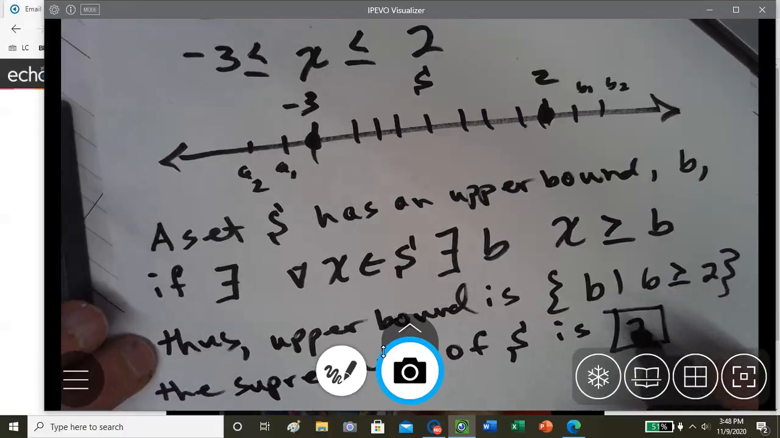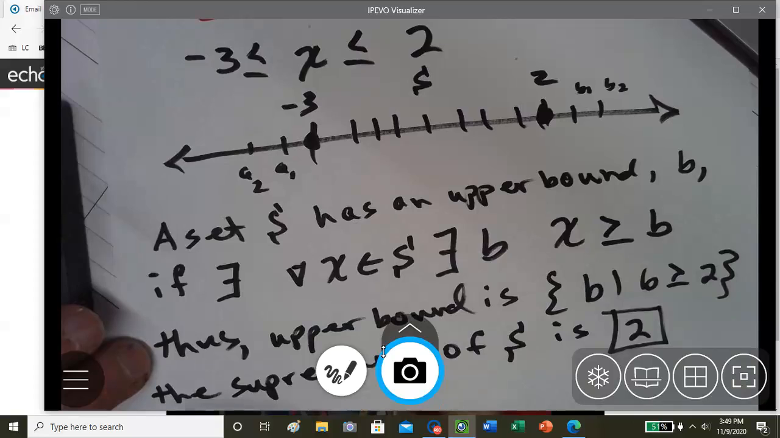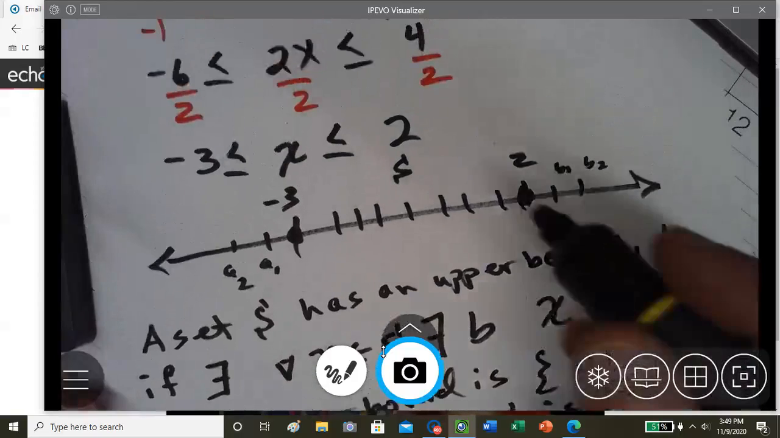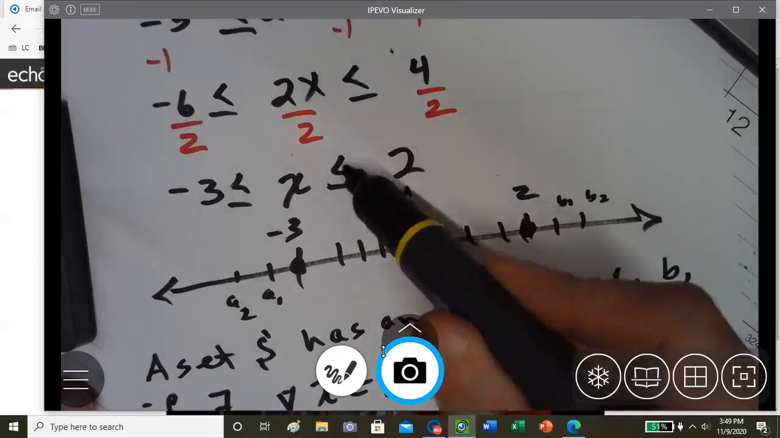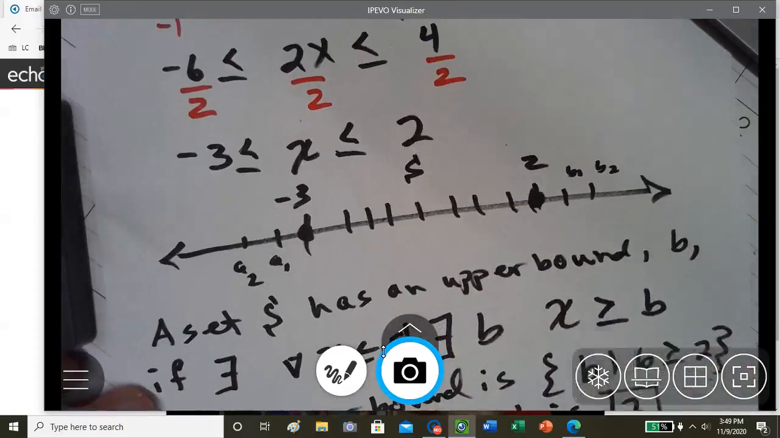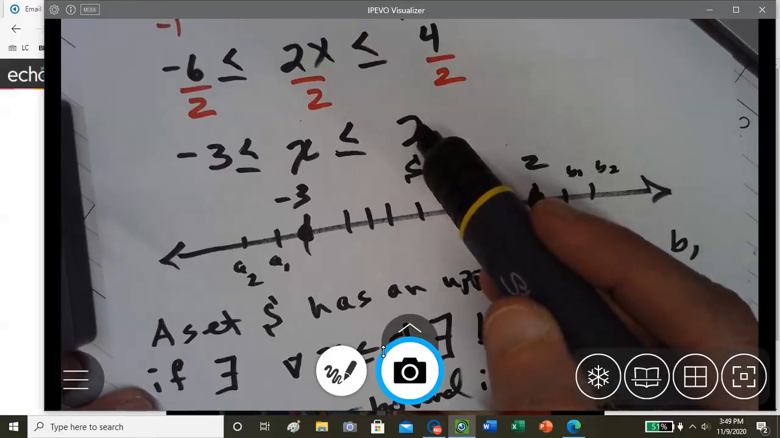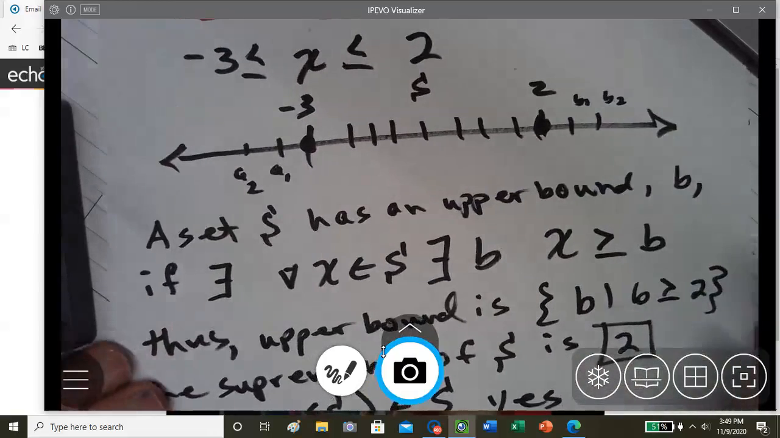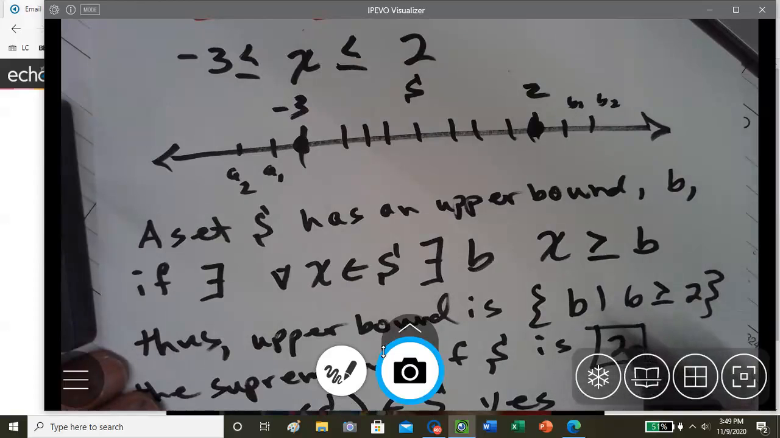Okay, is the supremum an element of set S? And we can say yes, because x is less than or equal to 2, so therefore our least upper bound is an element in set S.